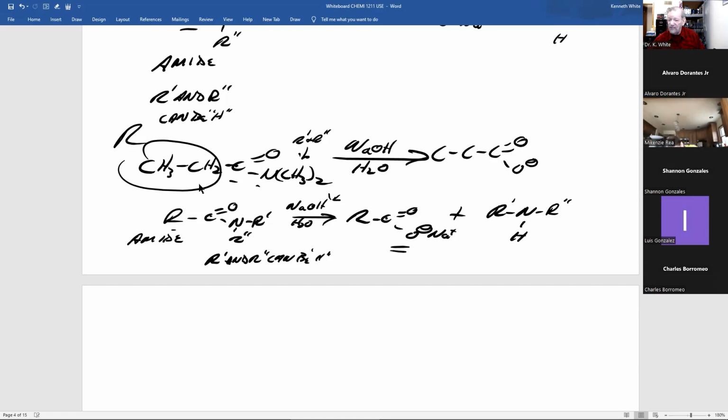Now, you don't get the carboxylic acid. You get the carboxylate anion. If you write a carboxylic acid, I'll mark it wrong because you're in the presence of base, so an acid will immediately react. And then you'll get, and I can write it this way, this amine, or you can write it this way. These are the same. And that's how you have base hydrolysis of an amide.